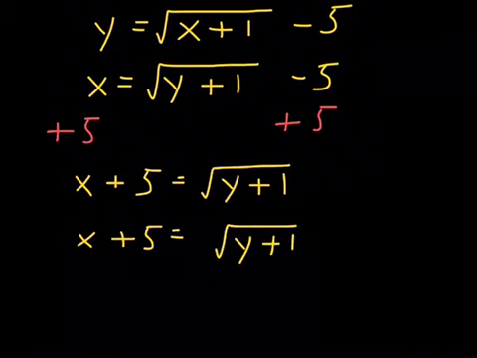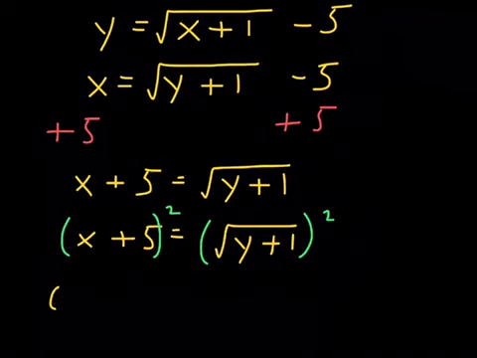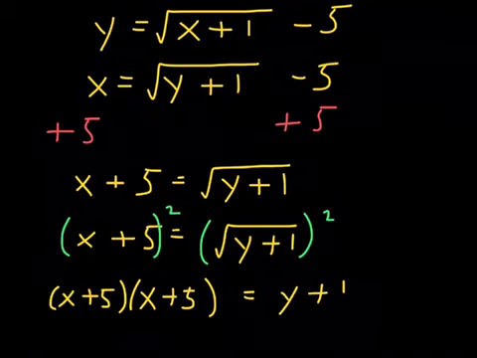If you said square both sides, or thought to yourself, we should square both sides, that is correct. Good job. If you square both sides, notice that on the left you would have x plus 5 quantity squared, which we know is x plus 5 times x plus 5, while on the right, it's just y plus 1. Okay?